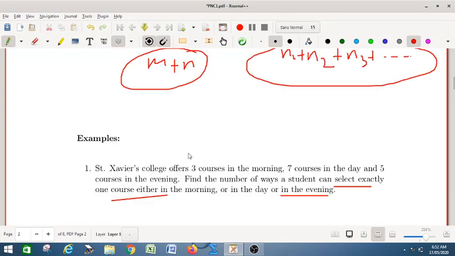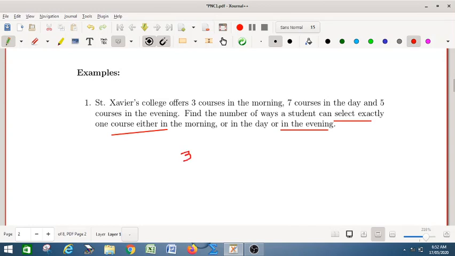So in this case, look at that, you have 3 courses in the morning, or 7, or 5. So 15 ways, because you are choosing one of the courses, not all simultaneously. So that is why you are applying the sum rule here. In the previous case, the multiplication rule, you were choosing one course in the morning, one course in the day and one course in the evening. That is why there is a multiplication. But here you are choosing either a course in the morning or in the day or in the evening. That is why you have the addition, that is 3 plus 7 plus 5 equal to 15 ways.